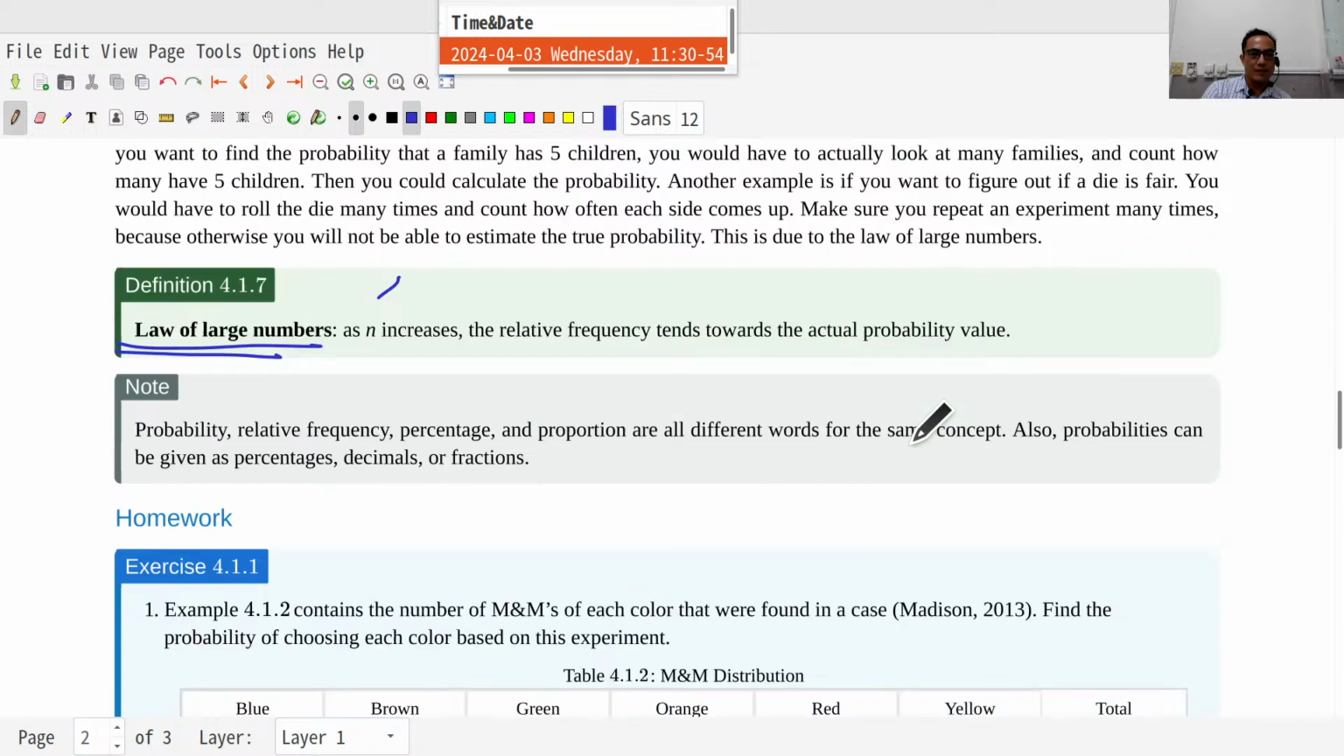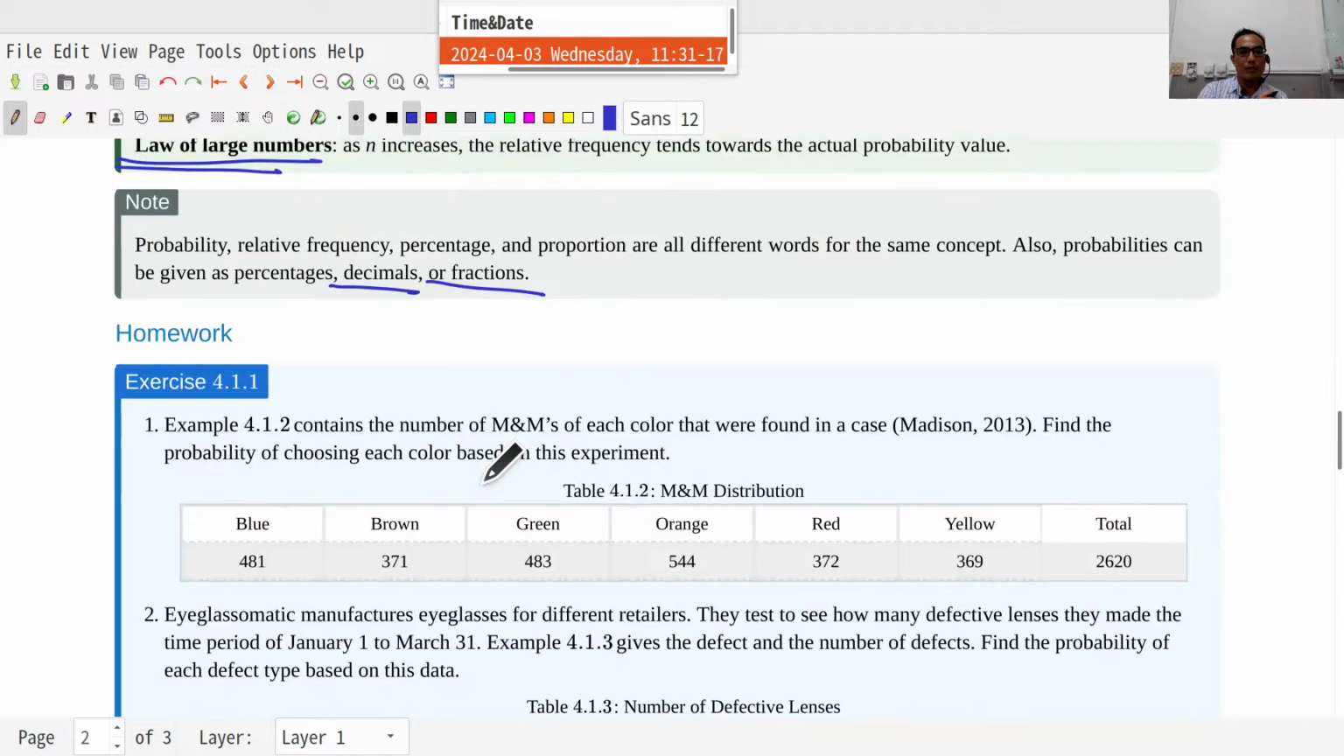And here's a note. Probability, relative frequency, percentage, and proportion are different words for the same concept. Also, probability can be given as percentages, or in decimals, or in fractions. It's up to you. Okay, here is the homework.